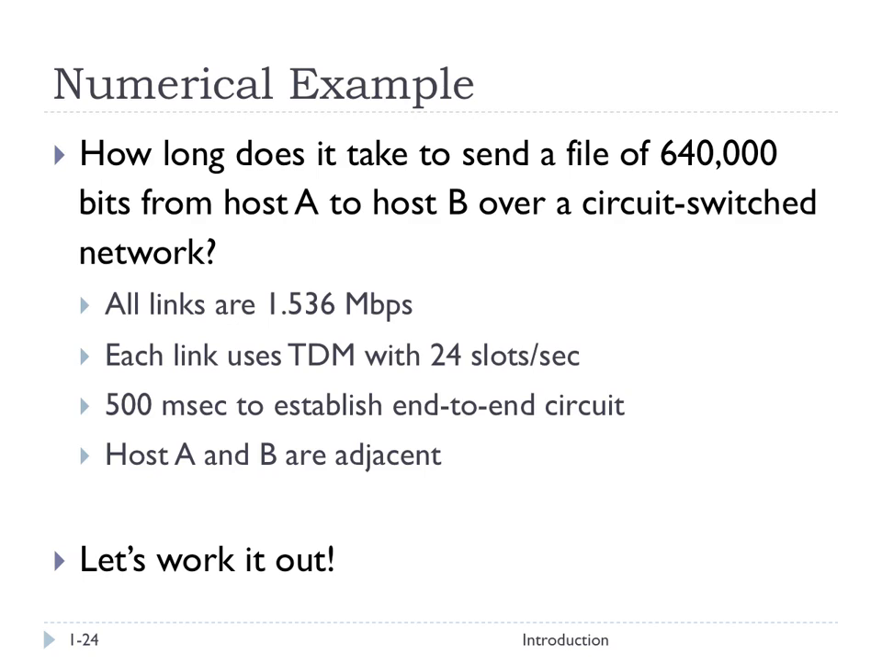All right, let's go through this example. How long does it take to send a file that's 640,000 bits from host A to host B over a circuit-switched network? We're going to assume that all links run at a speed of 1.536 megabits per second. Each link uses TDM, that time division multiplexing, with 24 slots per second, and it takes 500 milliseconds to create that end-to-end circuit. So how long does it take to send this complete file over this circuit-switched system?